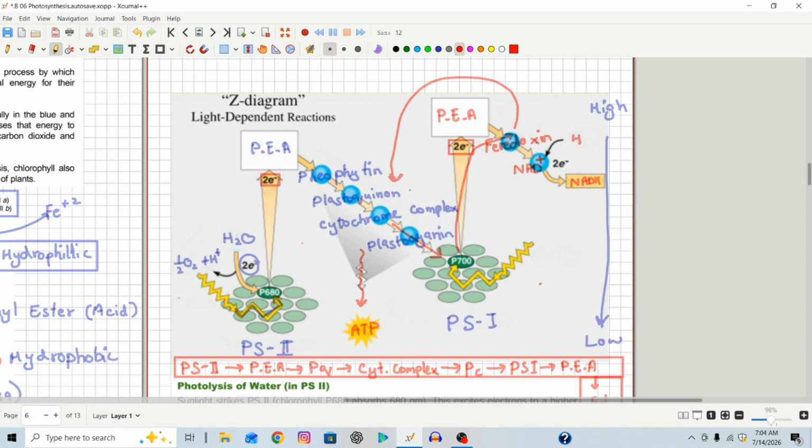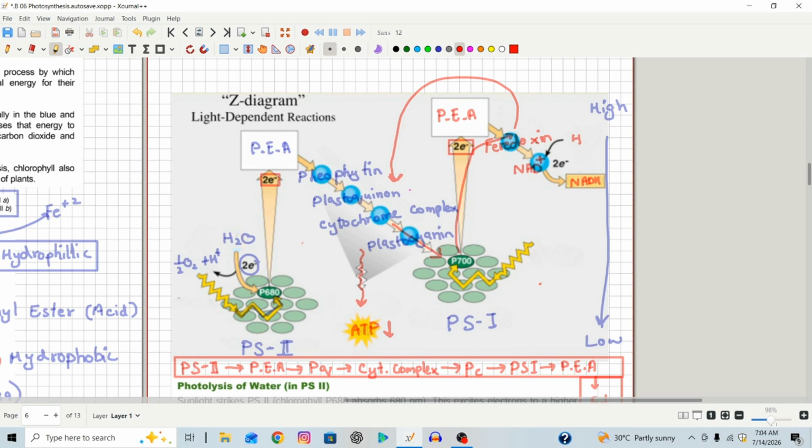So where do the electrons actually come from? Well, the electrons come from photosystem 2 in the non-cyclic photophosphorylation. So for cyclic photophosphorylation, non-cyclic photophosphorylation has to occur first. If you have a low amount of ATP, the normal process is non-cyclic photophosphorylation, and it is happening.